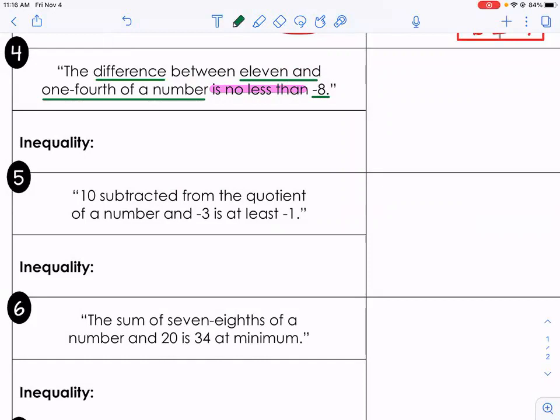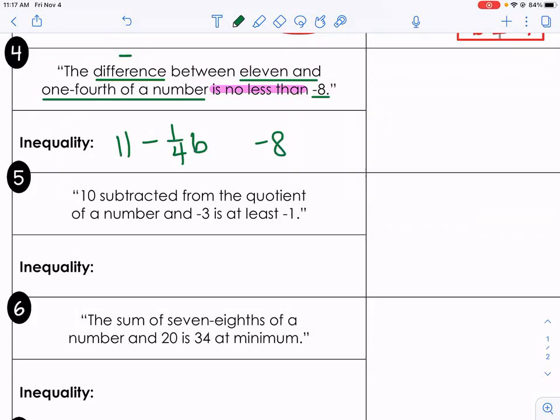All right, so difference, Denise, difference is referring to what operation? Subtraction. Okay. So what are we subtracting? So 11 minus a number. Okay. Cordell, what letter do you want to use? Okay. It's okay. We can use it again. All right. Is no less than negative 8.